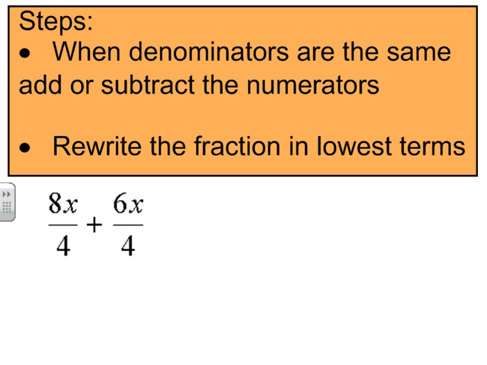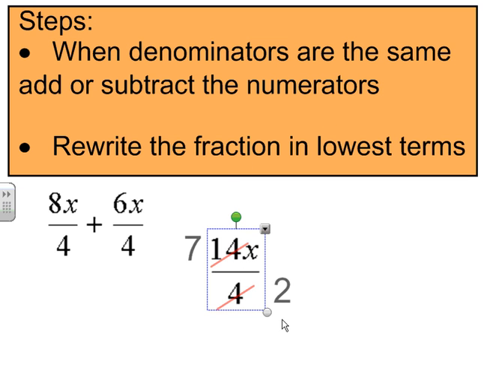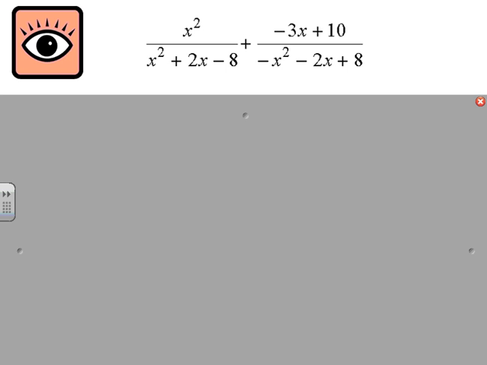Here we have 8x divided by 4 plus 6x divided by 4. If we keep that denominator 4 and add the numerators 8x plus 6x, we will get 14x divided by 4. We recognize that 14 and 4, that 2 can go into both of those numbers, and therefore simplifying it a little bit more, that would give us 7x divided by 2.